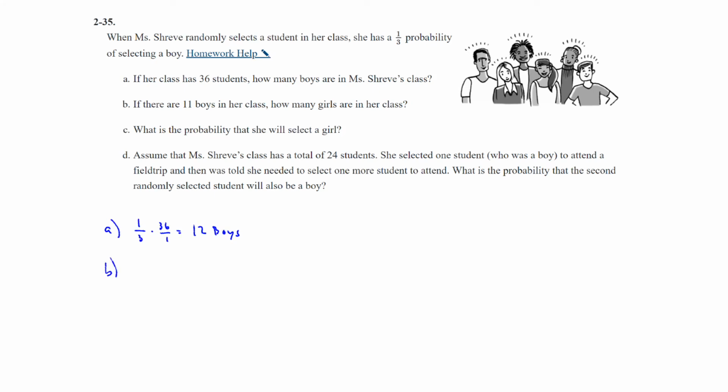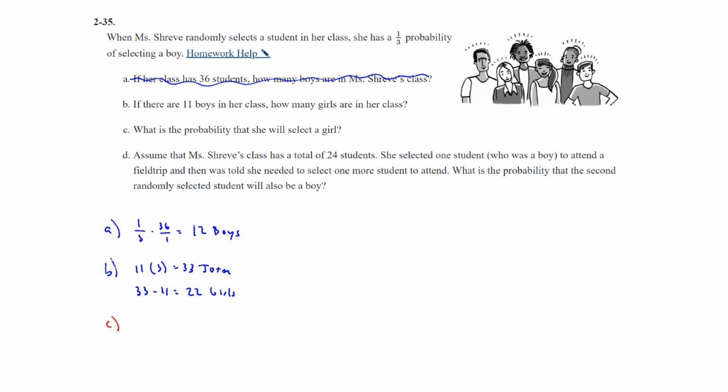On part B, if there are 11 boys in her class, how many girls are in her class? So this is ignoring this part right here. This is going back to the 1/3 probability. So if there's 11 boys in her class, if that's 1/3, we know there's 33 total students. So then you can take 33 minus 11 to get 22 girls.